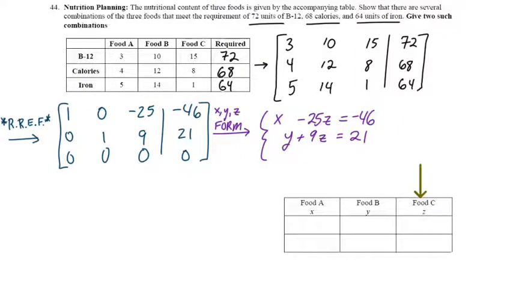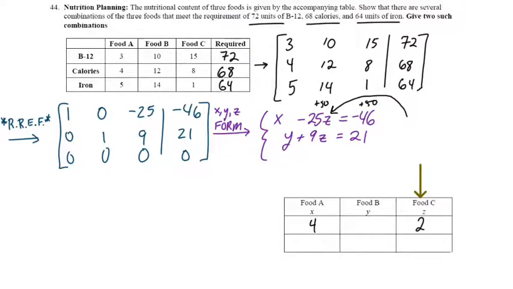So 0 won't work for z, 1 won't work, but we're getting warmer. What about if I plug in 2 for z? If I plug in 2 for z, then I'll get x minus 50 equals negative 46. Right? So if I add 50 to both sides, that actually would work out. I'd get positive 4 for x here.